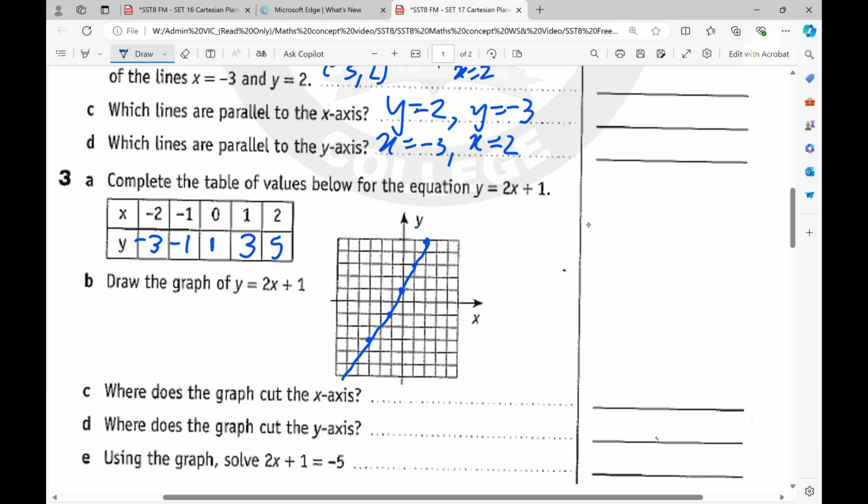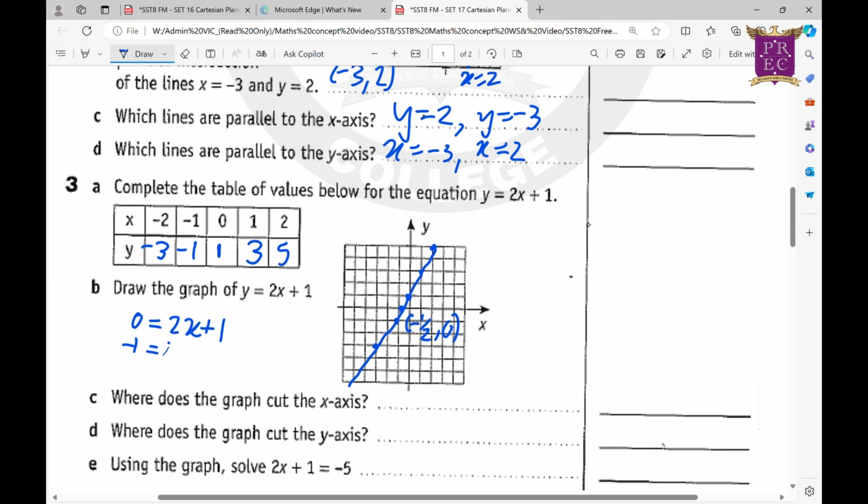Okay, where does the graph cut the x-axis? That's at here, -1/2 and 0. You can do it algebraically as well. Where does it cut the x-axis? It's when y is equal to 0. So we have 2x plus 1. So take 1 onto the other side. We have 2x. And x is equal to -1 over 2. So we can write -1 over 2, 0.